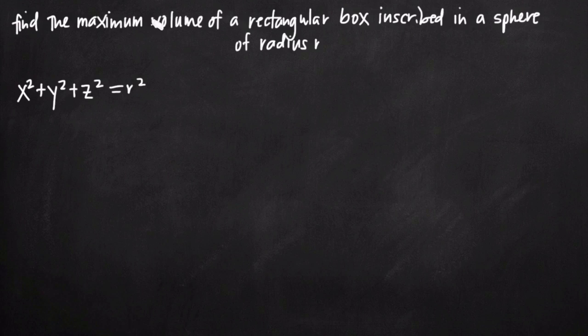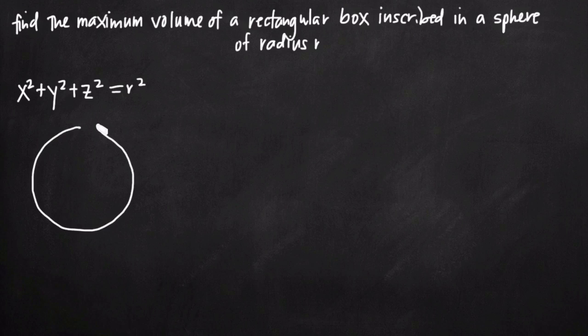Notice though that we're looking to maximize the volume of the rectangular box. So we know right away that we're going to need an equation for the volume of the box because that's going to be the equation that we're looking to optimize. Well, if you imagine a sphere centered at the origin and a box inscribed in that sphere, so let's go ahead and draw a picture of what that might look like quickly.